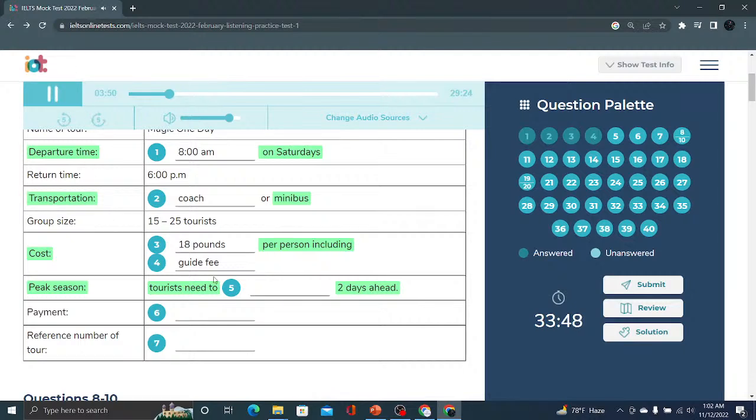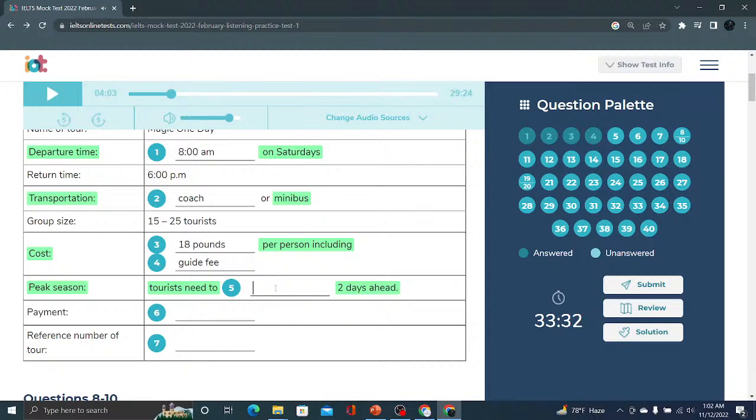Do I need to book a seat? Yes, at peak season, in order to ensure your position, seat reservation is needed. So the tourist has to reserve a seat at least 2 days before.